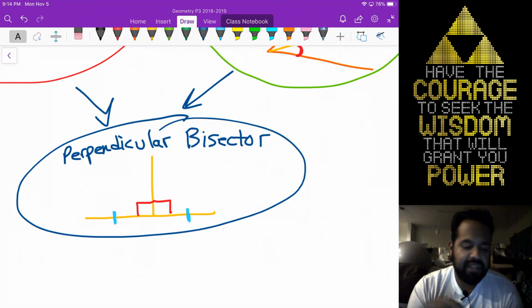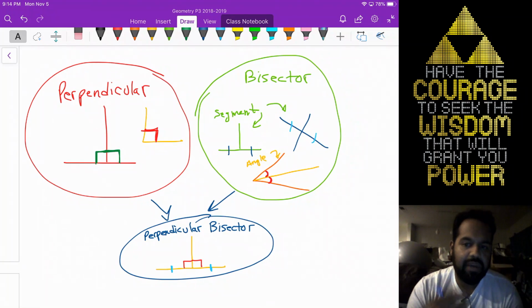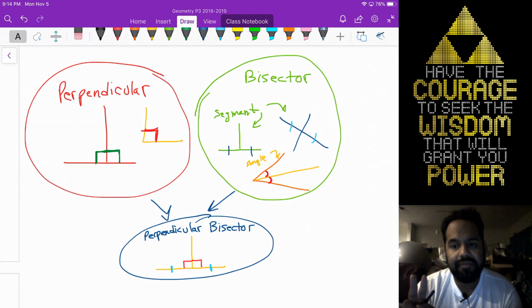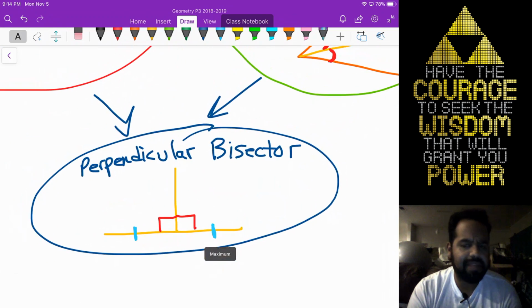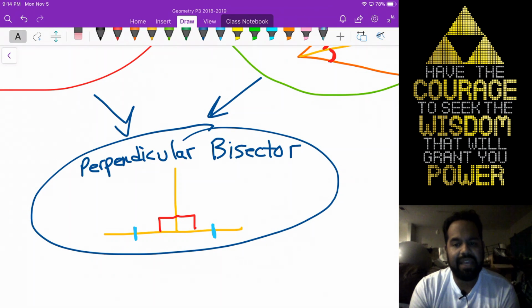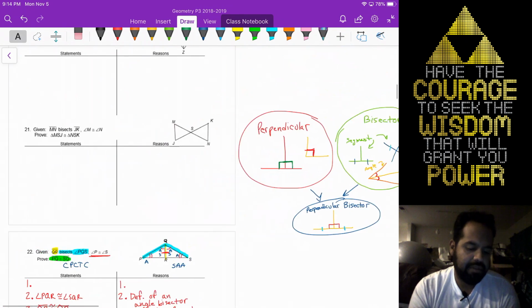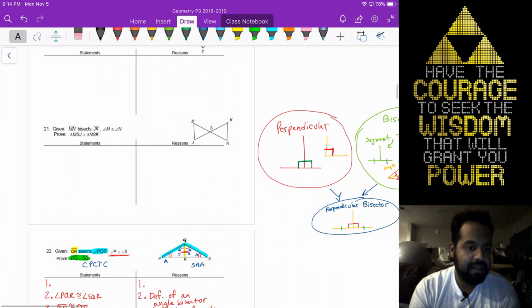So, you know, again, this is just kind of what the overall picture is. Perpendicular, you only have right angles. Bisectors, you only have the two equal markings. But again, you could have segment bisectors or angle bisectors. When you decide, hey, I'm going to combine them both, you only have one image, only one thing that could happen. All right? So, hopefully that helped you out, Parker.